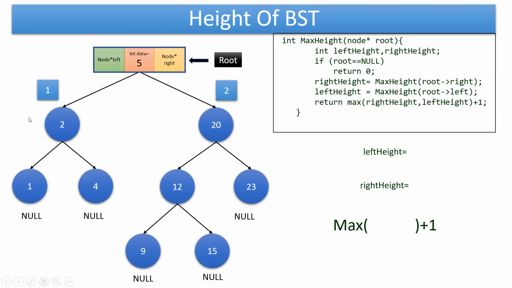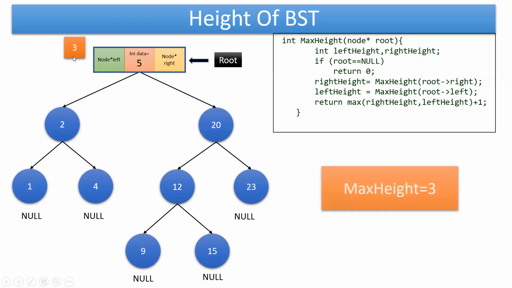So total height of the left subtree is equal to 1 and total height of the right subtree is equal to 2. So among these, 2 is the highest or the maximum. So the final height of the tree is nothing but the 3 that we are going to return here. So in this way, the code is actually going to work.